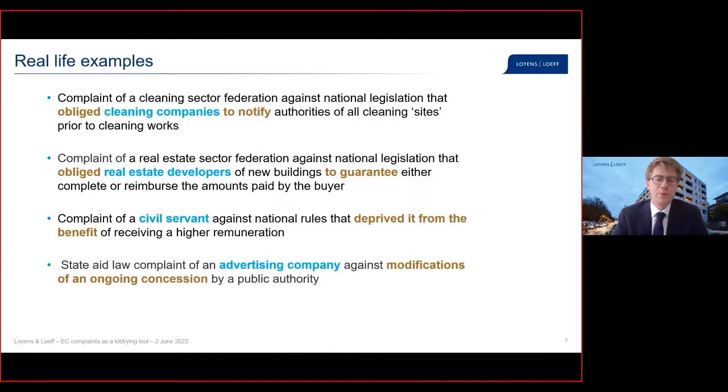Then, before going to the process, I want to highlight the different sorts of situations where a complaint could be useful. It's not only when there is an obligation in national law, but also if there is a certain practice at national level by the authorities. And not only if it's an obligation, but also where there is a deprivation of benefits, or where you consider that a benefit of another party is discriminatory for you.